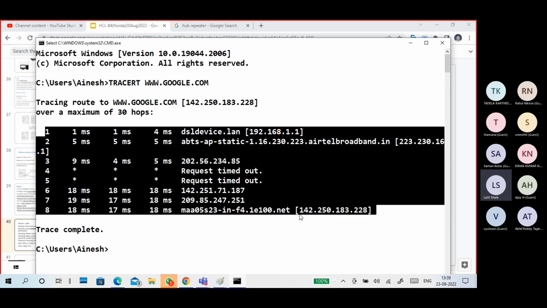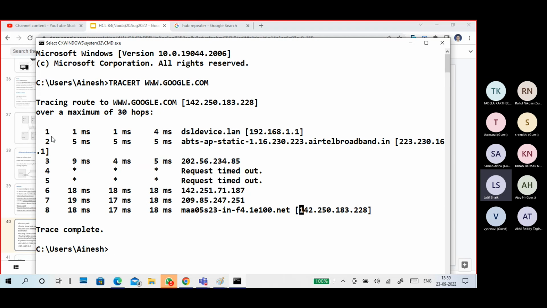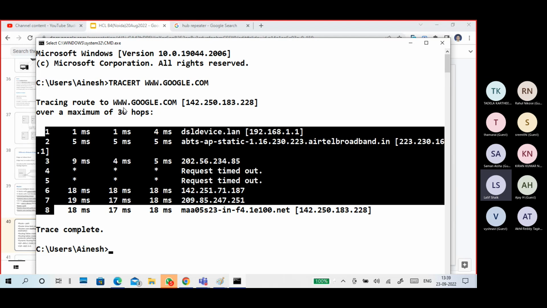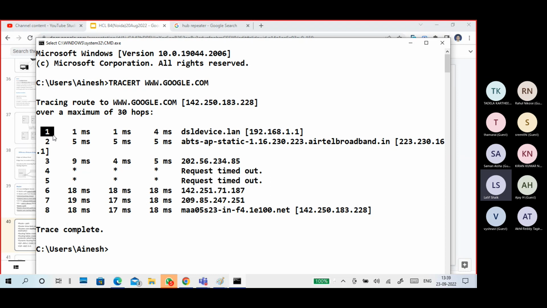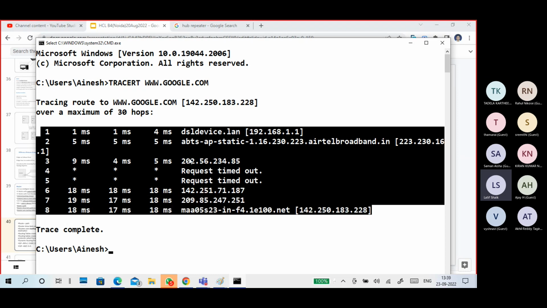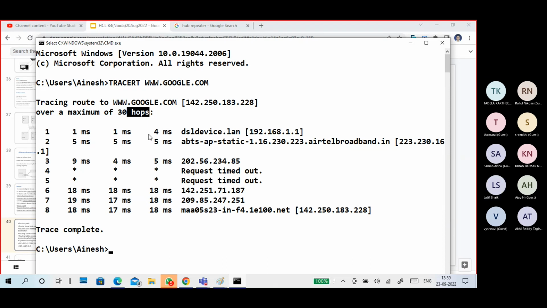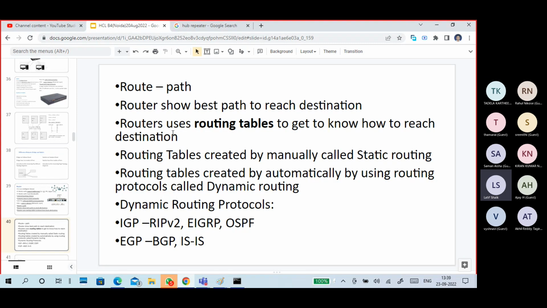How to reach my destination within 30 hops: this is 1, 2, 3, 4, up to 8. So I reached my destination in 8 hops. A hop means a jump. So I have to reach within 30 hops, otherwise your packet will travel forever.